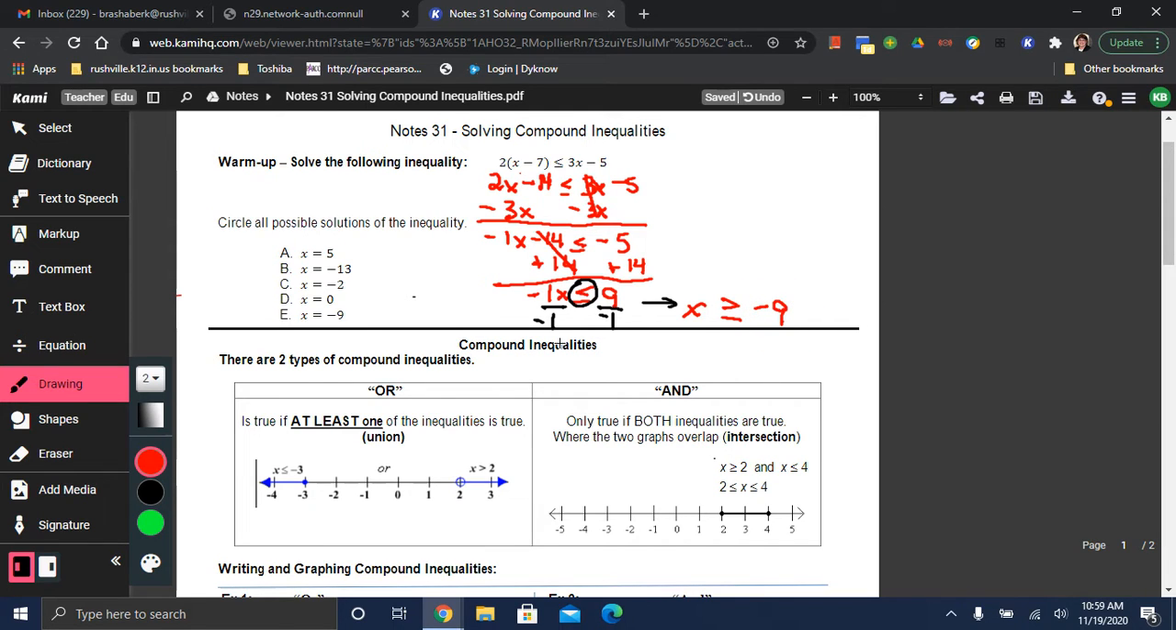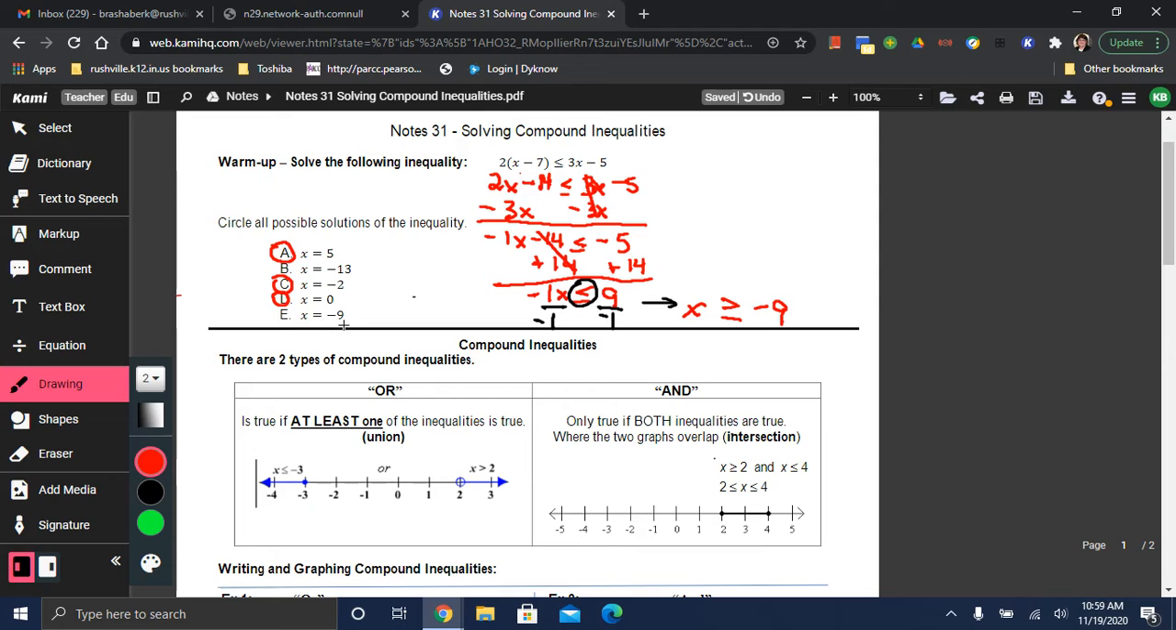9. And then in your directions, it says to circle all the possible solutions. So we have to think about this is greater than or equal to. So is 5 greater than or equal to negative 9? Yes, it is. Negative 13 is not. Negative 13 is actually less than negative 9. Is negative 2 greater than or equal to negative 9? Yes, so we want to circle that one. Is 0? Yes, 0 is greater than or equal to negative 9.